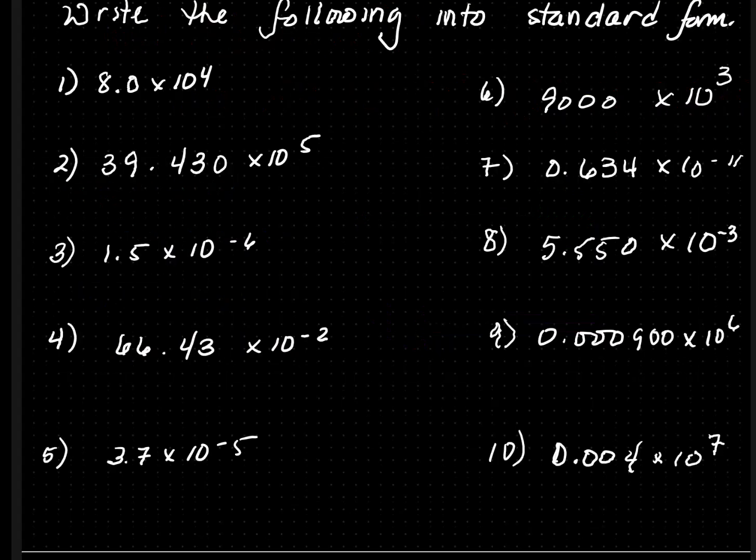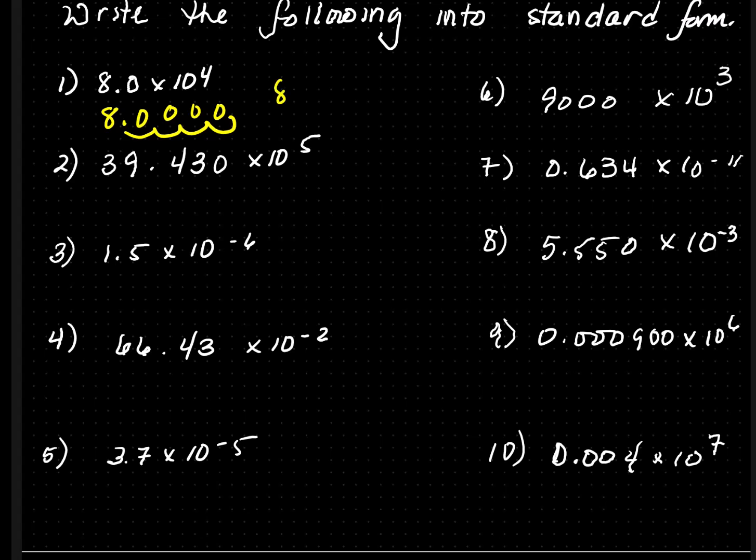Pause the video, try these problems on your own, and then check your answer. So you're going to write the following into standard form. So number 1, we have 8.0 times 10 to the 4th. Positive exponent tells you that this is a large number. So we need to move the decimal to the right. Decimal is given. So I'm going to start and move to the right 4 times. 1, 2, 3, 4. Every place there is empty space, I must add a 0 as a placeholder.